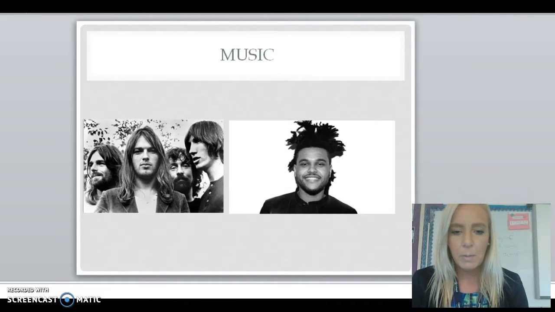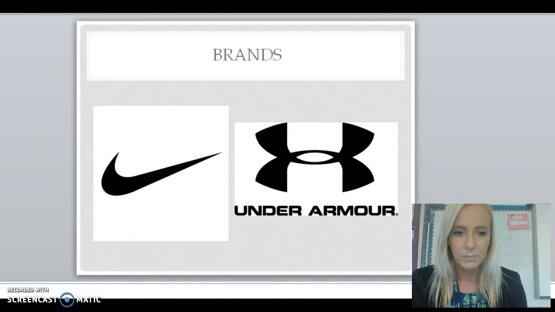So we often compare things in life, things like music. For example, you might think one type of music is greater than the other type of music. By the way, bonus points if anyone knows who this band is. We often compare brands. Some people think that one brand might be a little bit better than the other type of sports brand.